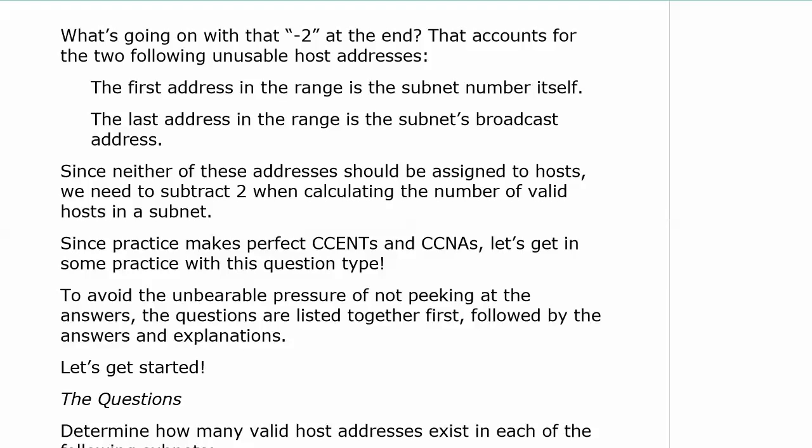Since we shouldn't use either one of these on a host, we need to subtract 2 when we're calculating the number of valid hosts in a subnet. But that's it. 32 minus the number of ones in the mask, and then you take 2 to that power minus 2. You don't even have to write anything out if you don't want to. Give me a second here and I'll bring up some practice questions for us. Here's a good one to get started with.